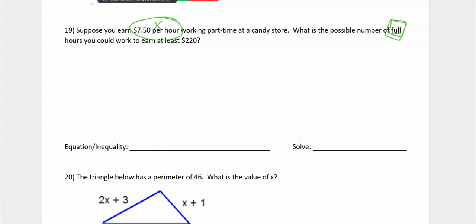How many full hours do you have to work? You don't have time to work half hours or 15 minutes. You want to work full whole number hours. You want to make at least $220. This is an inequality. At the least, that's what I want to make. I'm going to be happy if I make over that, $250, $300. At the least, that's what I got to make. So question says, what are the possible number of hours? That's your variable.